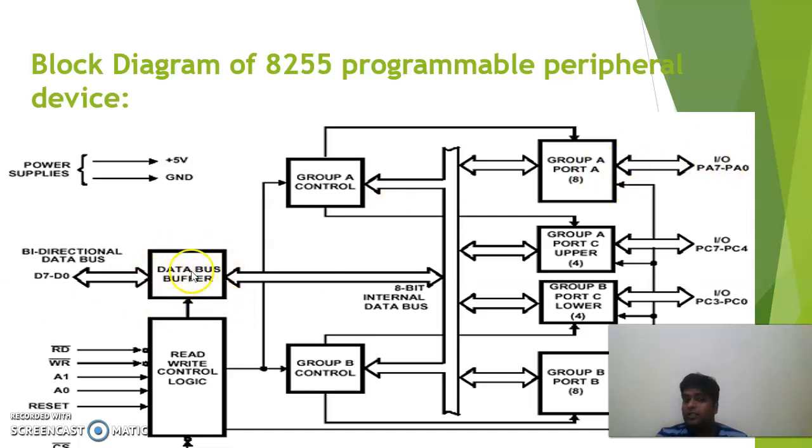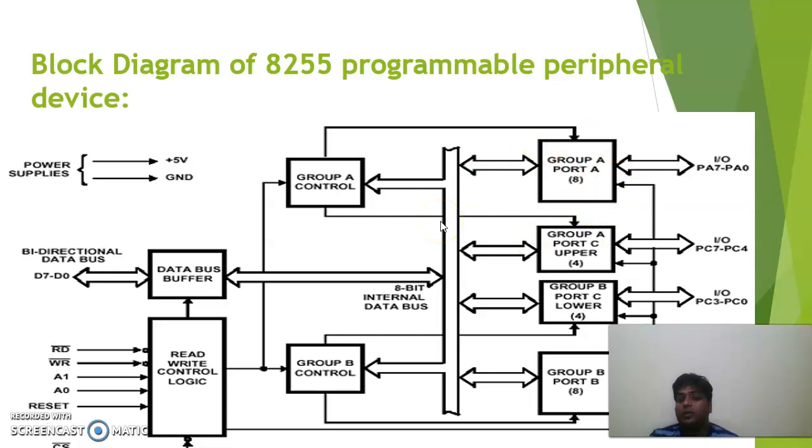The data bus buffer not only stores the data information, it also stores the control word information as well as the status signal information. The control word information is received by the read write control logic and is stored in this data bus buffer. Now the next question is, what is this control word? The control word is provided by the microprocessor, and it is used to control the internal components of the 8255 programmable device.